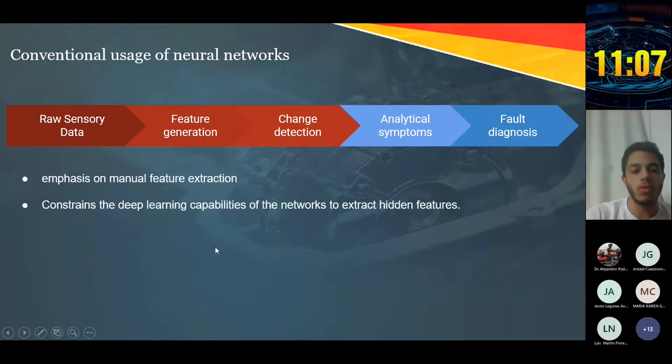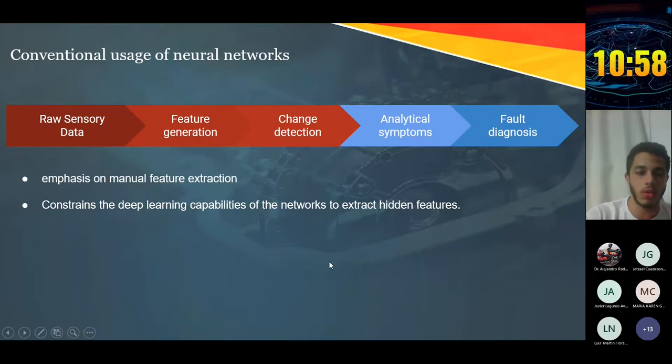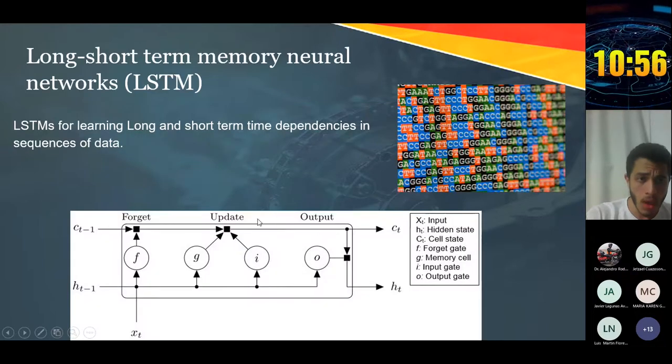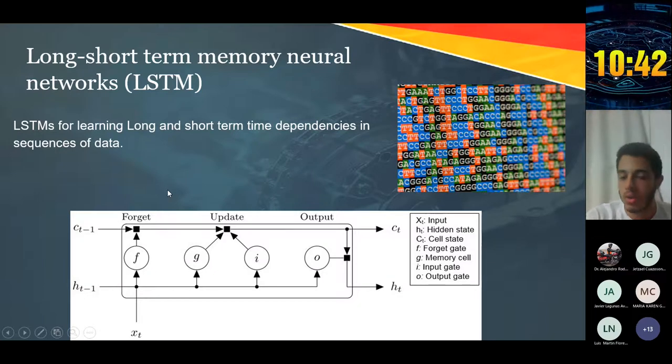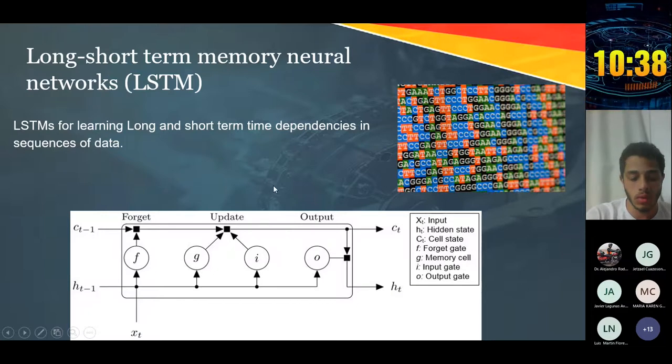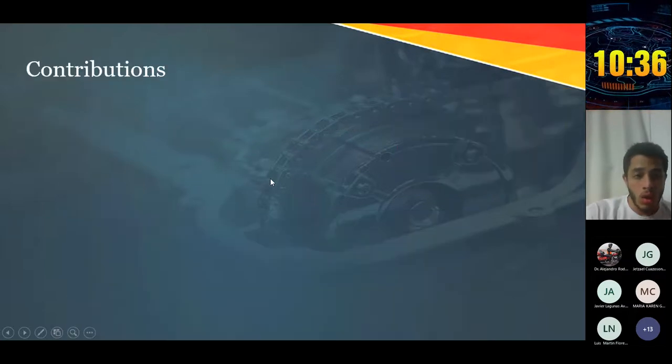This puts more emphasis on the manual feature extraction part and constrains the deep learning capabilities of the network to extract the hidden features. In this paper, we propose a methodology that utilizes the long short-term memory neural network. This type of neural network is a dynamic neural network that is used to process the time dependencies between a sequence of data points.